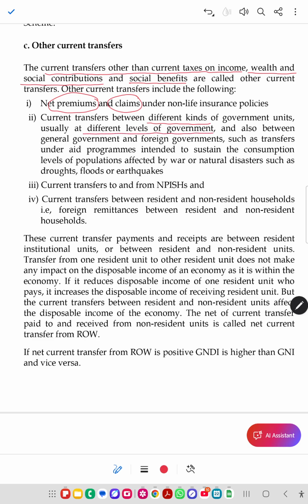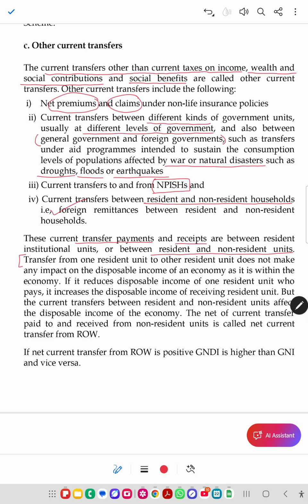Also between the general government and foreign governments, such as transfers under aid programs intended to sustain the consumption levels of populations affected by war or natural disasters, such as drought, floods, earthquakes. Current transfers to and from NPISHs, and current transfers between resident and non-resident households, for example, foreign remittances between residents and non-resident households. These current transfer payments and receipts are between resident institutional units or between resident and non-resident units.